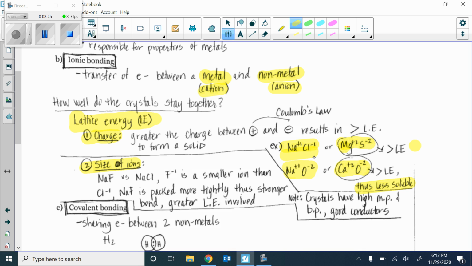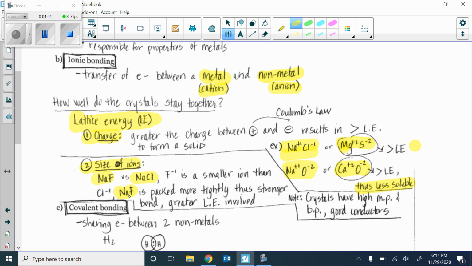Okay, so let's say all my examples have the same charge. Then what am I going to do? Then I'm going to go to the size of the ions. And you can see I have sodium fluoride versus sodium chloride. Well, if I look at my periodic chart, I can see that the fluoride ion is a smaller ion. It's in the 2p sublevel versus chlorine, bromine, so that would be 3p. And so that means that the sodium fluoride is packed more tightly. Stronger bonded, greater lattice energy is going to be involved.